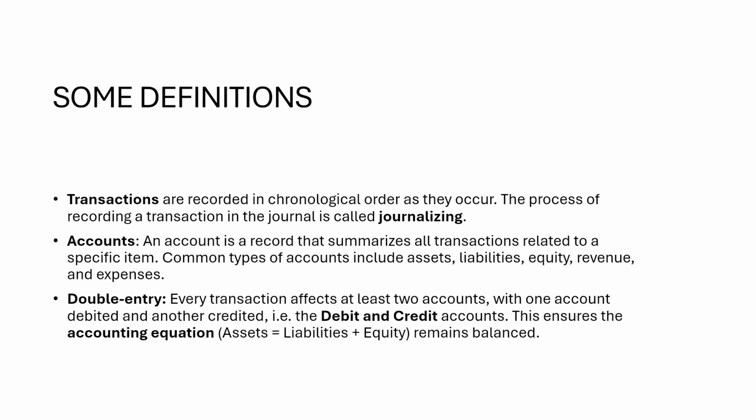Transactions are financial events recorded in chronological order as they occur. The act of recording transactions in the journal is called journalizing. Accounts are categories where transactions are recorded. There are 5 types of accounts: assets, such as cash and inventory; liabilities, such as loans and accounts payable; equity, such as common stock and retained earnings; revenue, such as sales and service income; expenses, such as rent or wages.